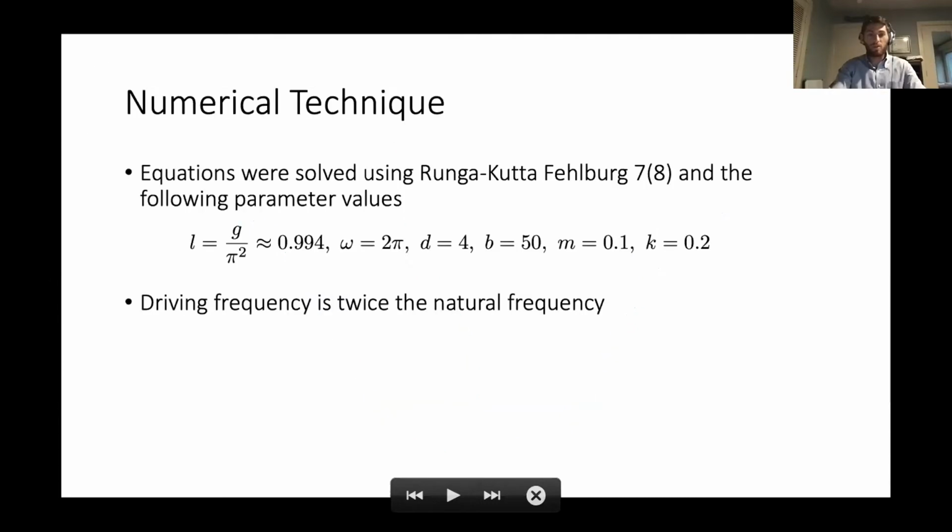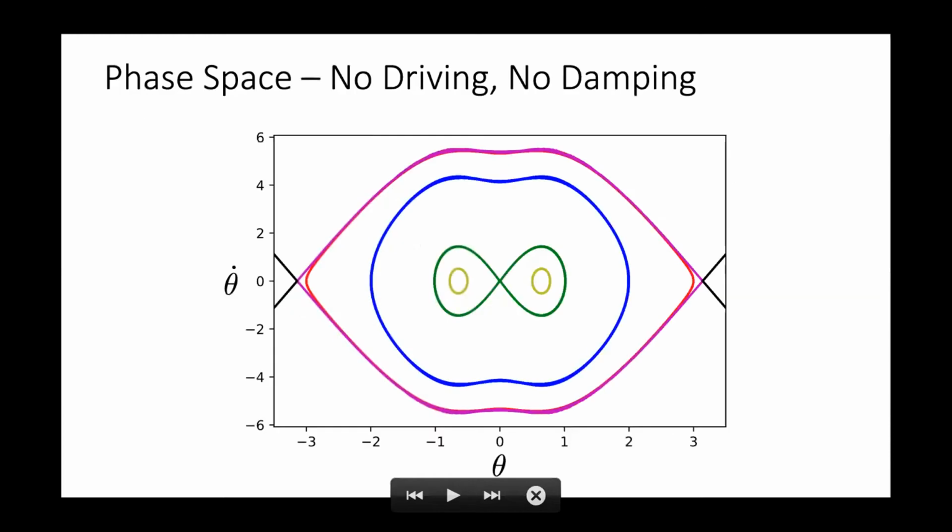And so to solve the equations of motion, we use numerical integration, specifically Runge-Kutta 7-8, and the following parameter values, with everything in MKS units. The important thing to take away is that the driving frequency was twice the natural frequency. Our general pattern of investigation was to keep these parameters fixed and then vary our driving amplitude and see how that affected the dynamics.